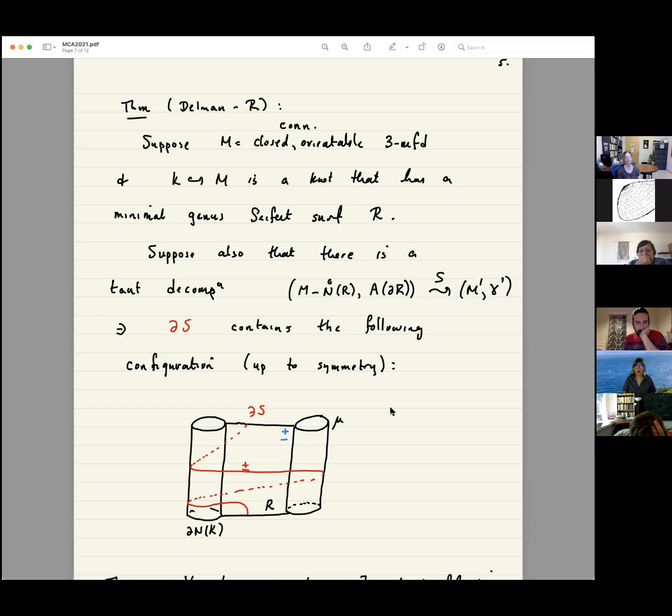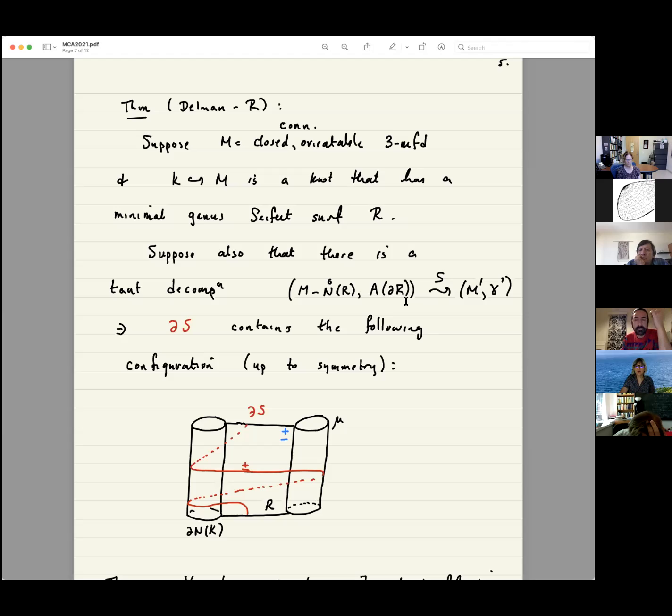So we've got this manifold, we've removed a neighborhood of the knot, and now we're thinking about removing a little open thickened neighborhood of the Seifert surface also. So that's what this notion M minus neighborhood of R, A of boundary R means. We're taking away the minimal genus Seifert surface and we're keeping track of the annulus on the original boundary. So if we think about boundary R, it cuts the boundary torus along a simple closed curve and the complement is an annulus. So that's just what this A of del R is.